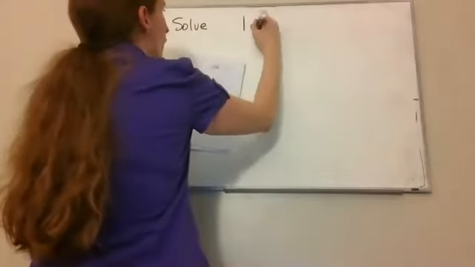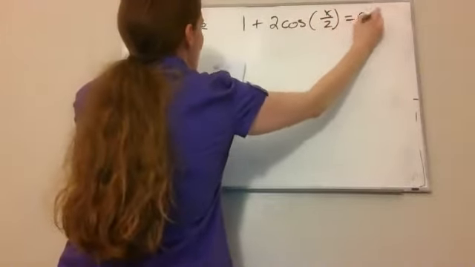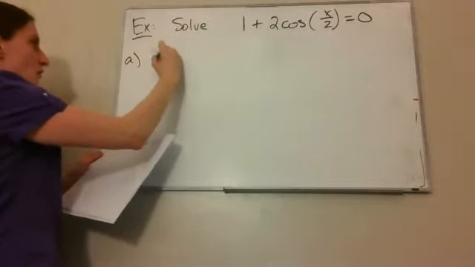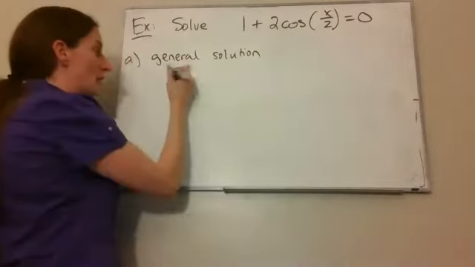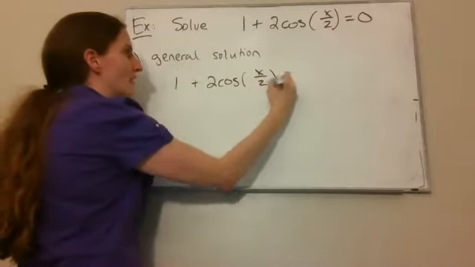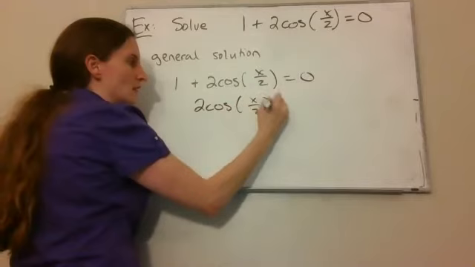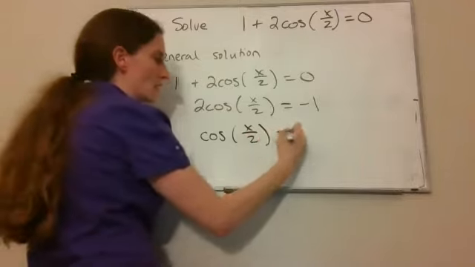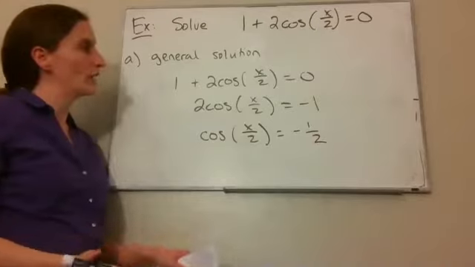This time, let's solve 1 plus 2 cosine of x over 2 equals 0. And we're going to start this by finding a general solution. I'm going to solve it just the same way I solved the other problems. I'm going to try to isolate the x. So I'm going to subtract my 1 and then divide by 2. So I have cosine of something is equal to -1/2.